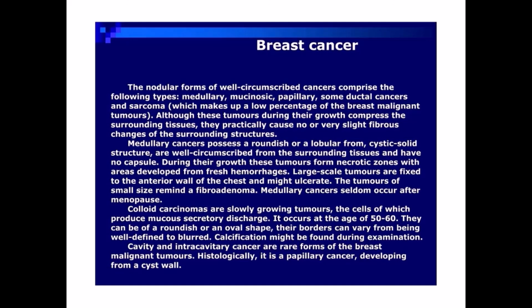The nodular forms of well-circumscribed cancers comprise the following types: medullary, mucinous, papillary, some ductal cancers, and sarcoma, which make up a low percentage of the breast malignant tumors. Although these tumors during their growth compress the surrounding tissues, they practically cause no or very slight fibrous changes of the surrounding structures. Medullary cancers possess a roundish or a lobular, cystic-solid structure, are well circumscribed from the surrounding tissues, and have no capsule.